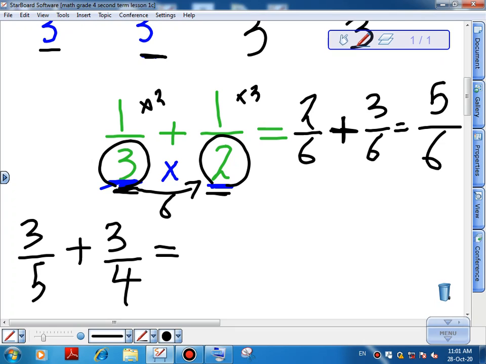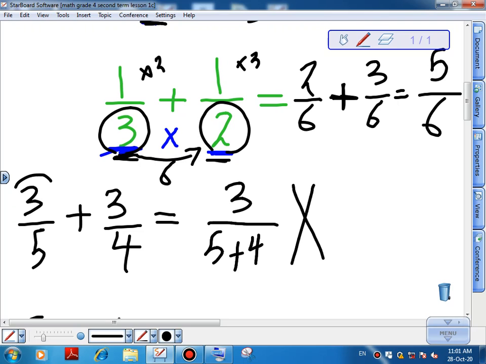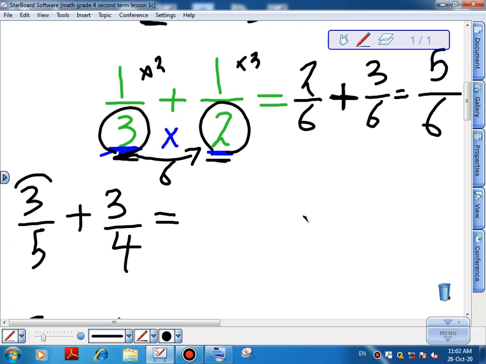Okay? Another one, 3 over 5 plus 3 over 4. If you look at the numerators, we have the same numerator. But we do not just keep the 3 and add 5 plus 4, that is wrong. We only need the same denominator. So if we have different denominators, 5 and 4, we need to search for the lowest common multiple for 4 and 5. How? Just multiply these numbers by each other. 4 times 5 equals 20. The lowest common multiple will be 20.